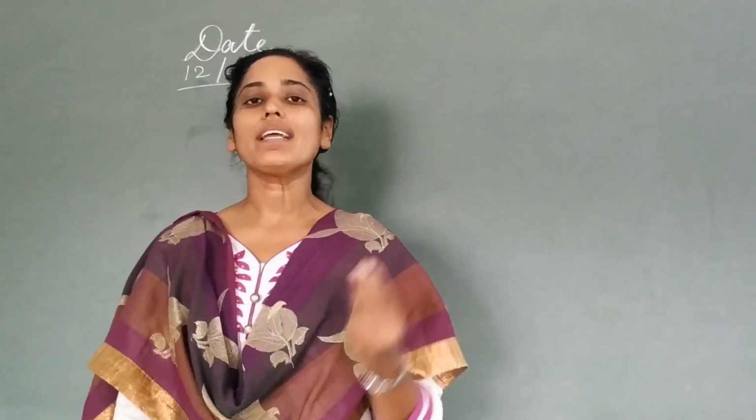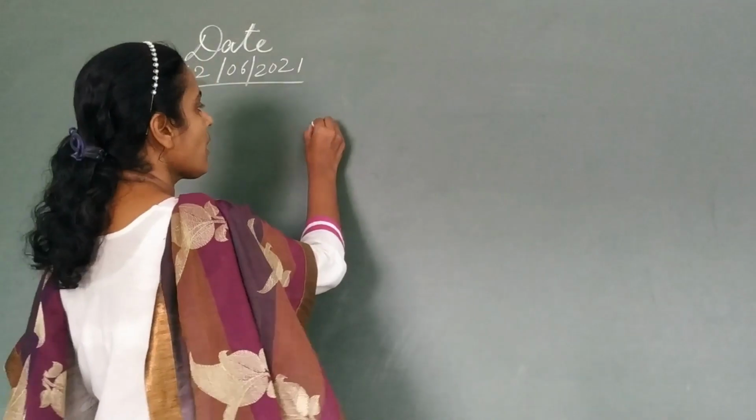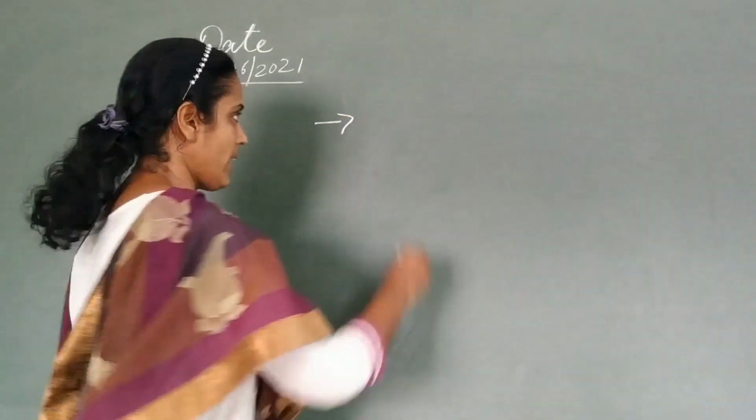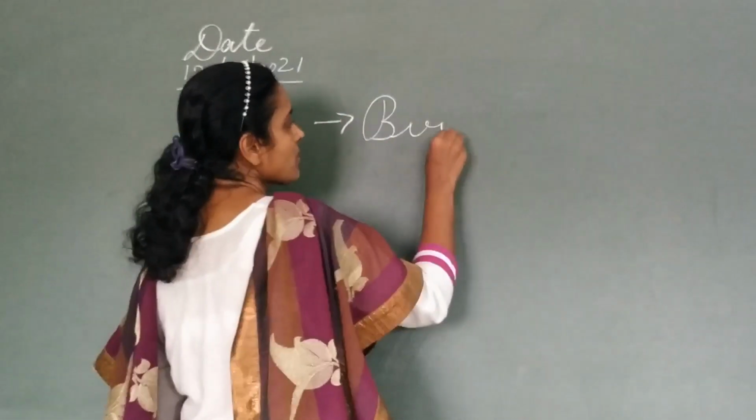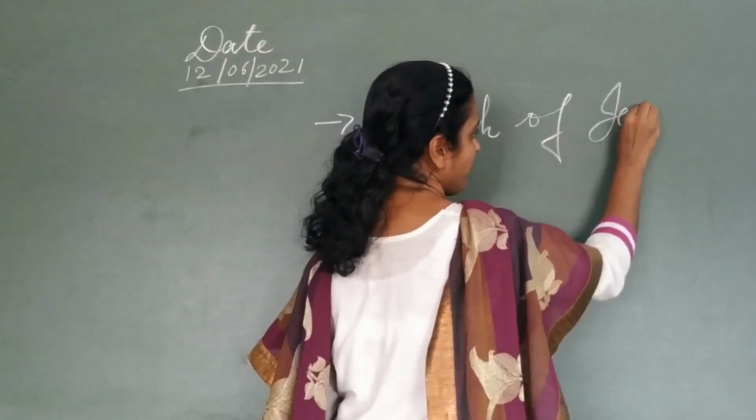That time relates to a very important historical event in history. Whatever we draw in the date line is related to that event. Students, what is that event? That event is the birth of Jesus Christ. That is the birth of Jesus Christ.